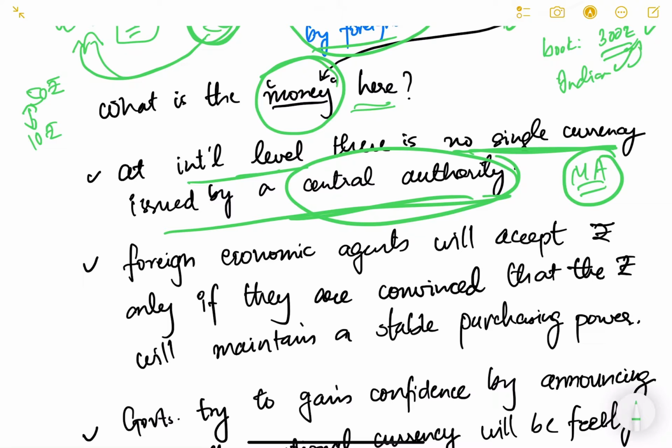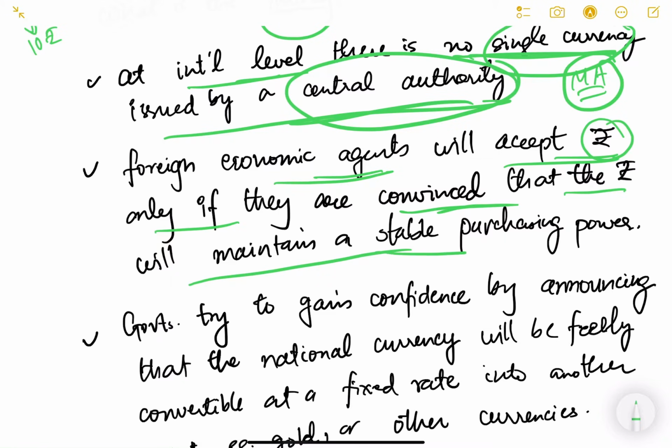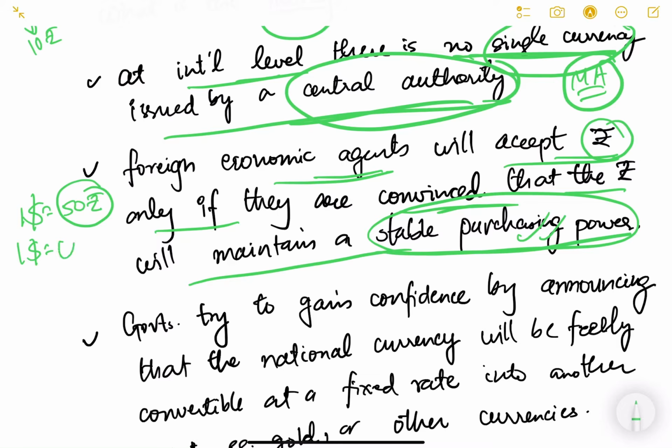But for the world at the international level, there is no such authority which has a global currency, that there is a single global currency. There is no such thing like that. So foreign economic agents will accept rupees only if they are convinced that rupee will maintain a stable purchasing power. Stable purchasing power meaning that if suppose $1 today is 50 rupees, so tomorrow $1 should be somewhere around 50. Okay, it should not fluctuate a lot. It can be 49, it can be 48, it can be 51, something like that.